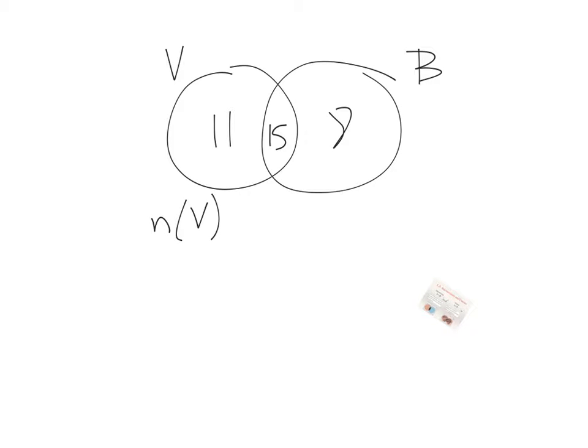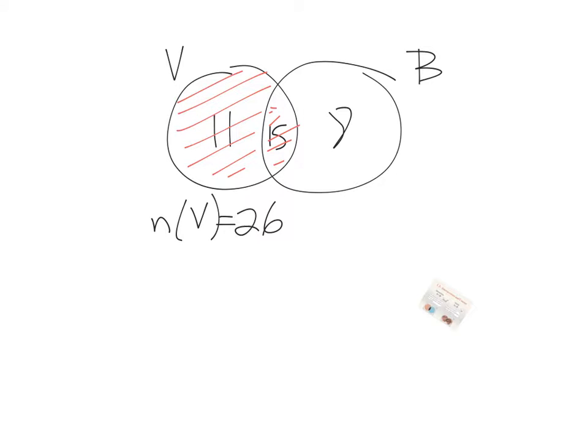That would mean, because I'm still getting people asking me about this, the number of students playing volleyball. Well, the number of students playing volleyball here would be all of these, because they're playing volleyball, but these 15 as well, because they're playing volleyball too, they just play both. So that would be 26. 26 students play volleyball. That's what N of V means. It means how many are in volleyball.